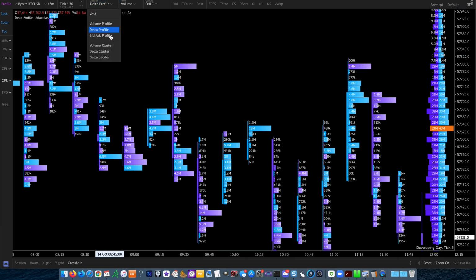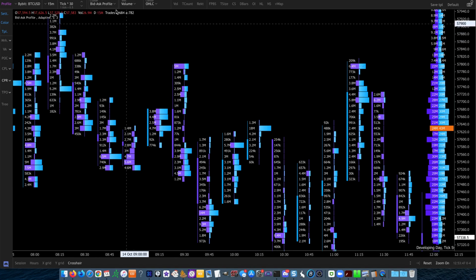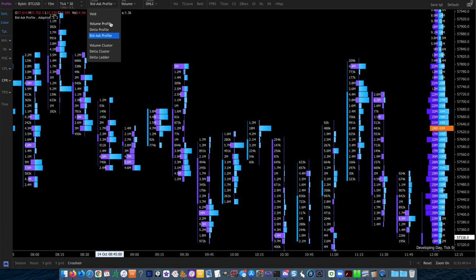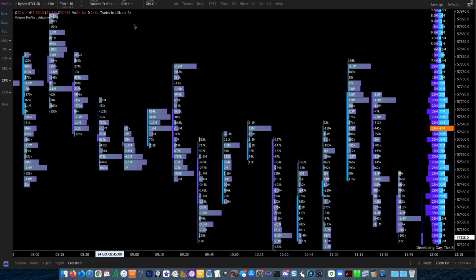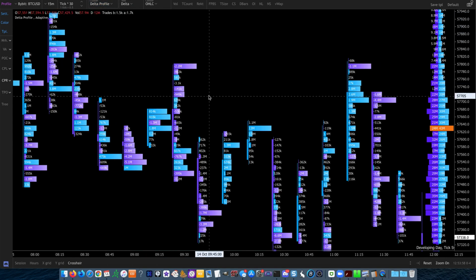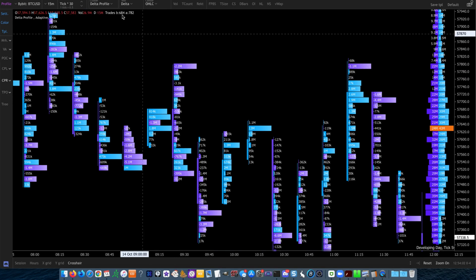Or we could do a bid-ask profile, which gives us, literally, how many more sells than buys. It gives us the visual, okay? So if we put on the volume profile with the volume, that lines up. We could put on the delta with a volume profile. We could put on the delta with a delta profile. So this is showing us delta with a visual and delta with a number.